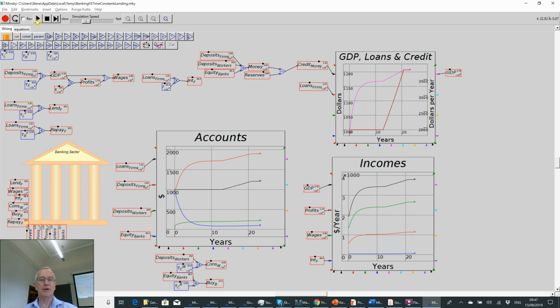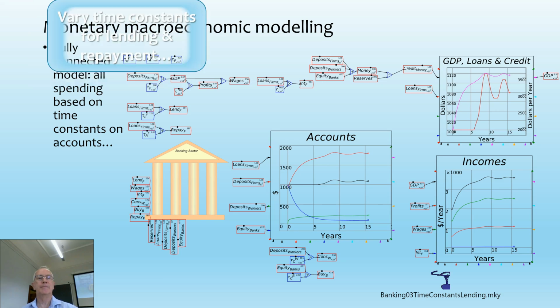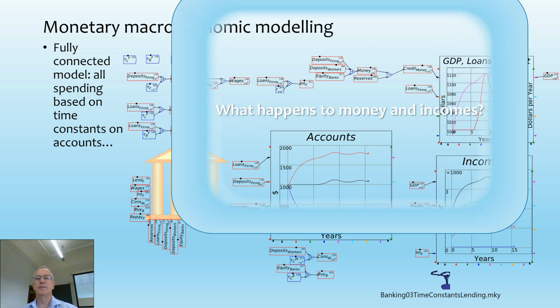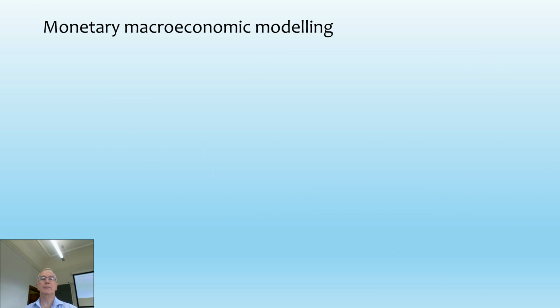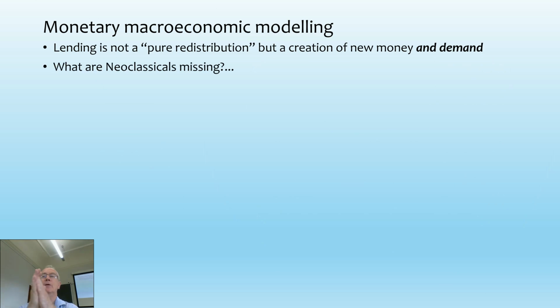And it's extremely easy to illustrate that real world in Minsky. You vary the amount of money. Credit and GDP move in the same direction. So it's not a pure redistribution.